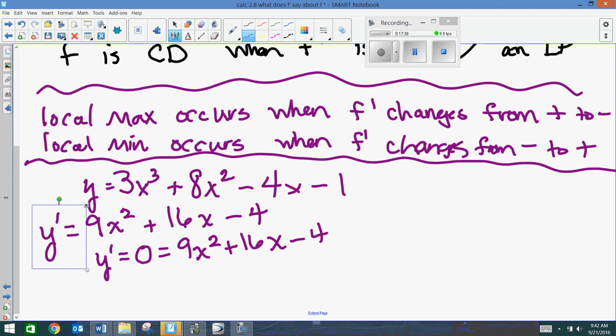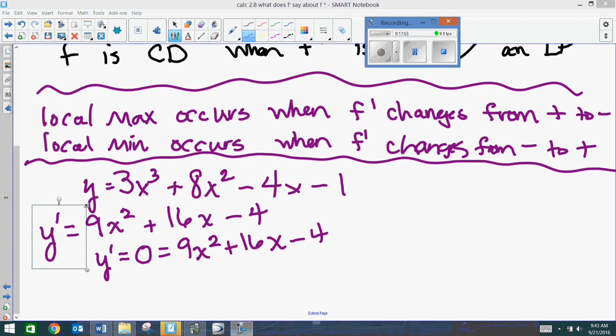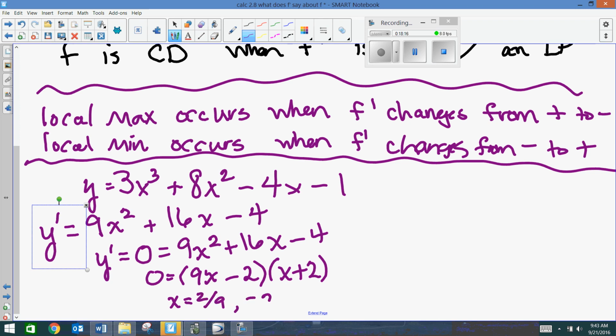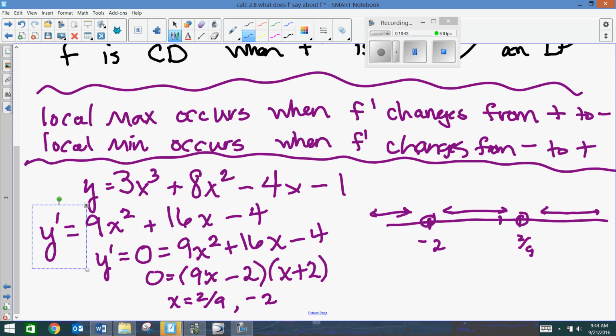Sometimes this is a nice, pretty, accurate solve. Sometimes it isn't. I'm going to pause it for a minute. Did you get it factored? It does factor. Praise the Lord. It is 9x minus 2 and x plus 2. If those two factors are equal to 0, x is equal to 2/9 and negative 2. So your zeros are at negative 2 and 2/9. On each of these intervals, we are talking about either positive or negative, because these are the only zeros.